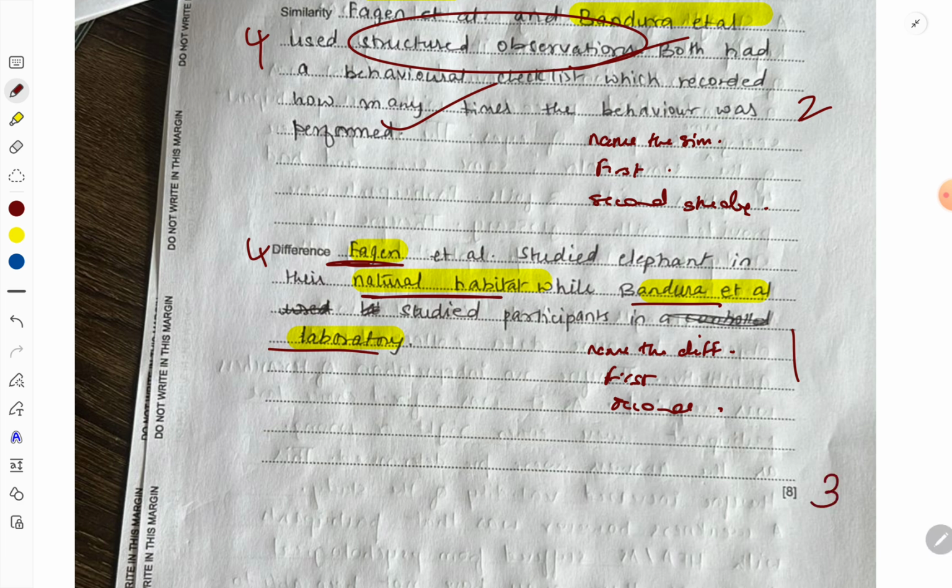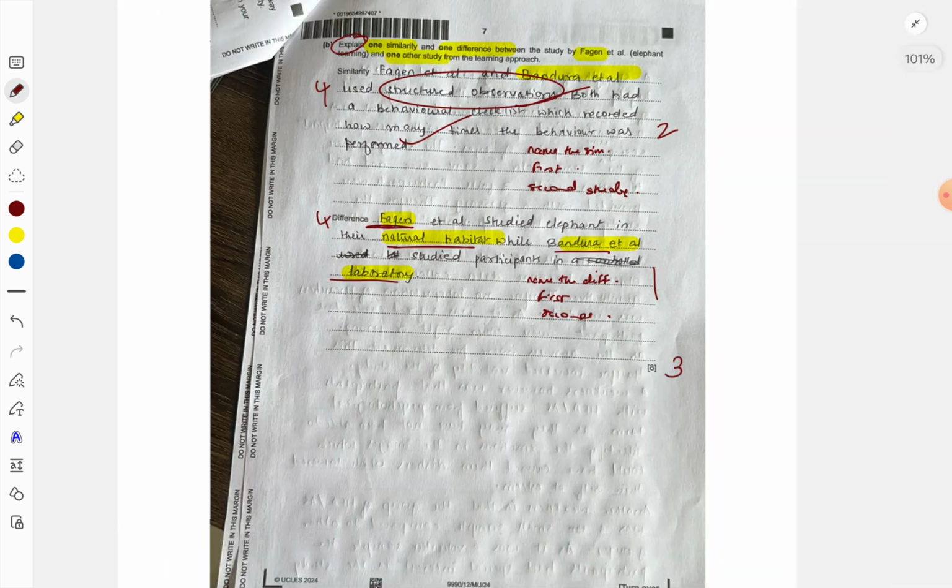For Fagan et al., she could have just explained that the natural habitat was the stables of the elephants where they used to stay with their mahouts in Nepal. And for Bandura et al., she could have just mentioned that it was a special controlled setting with provision of different rooms, different toys, where children could imitate and showcase their aggression. So a special laboratory was made for that purpose. Just for elaborating on those things, she would have easily scored 8.